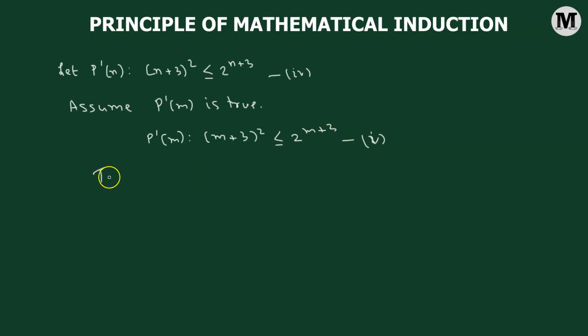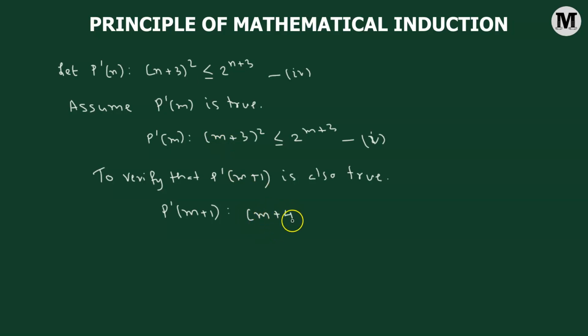Now using this, our goal will be to verify that the statement P′(m+1) is also a true statement. Okay, so let's try to do that. What is P′(m+1)? Replace m with m+1 such that we get m+4. We have to show that (m+4)² is less than 2 raised to the power of m+4. This is what we need to show.